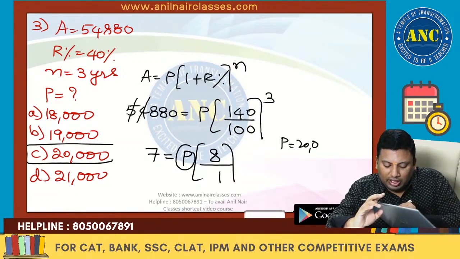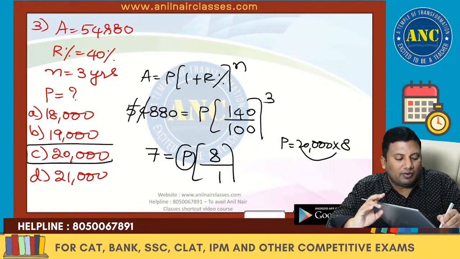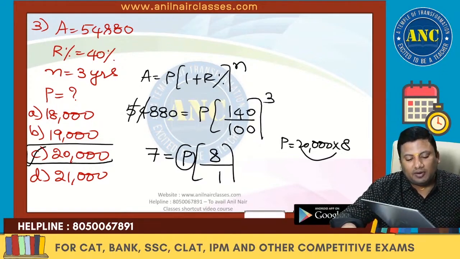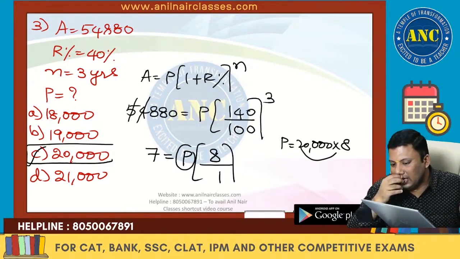20,000 into 8. 20,000. 2 into 8, 16. What is 1 plus 6? 7. 7 equivalent to 7. I hope the idea is clear, right?